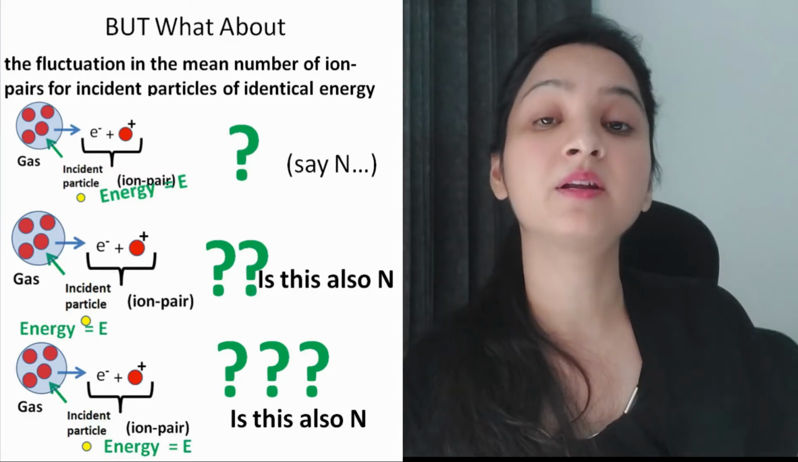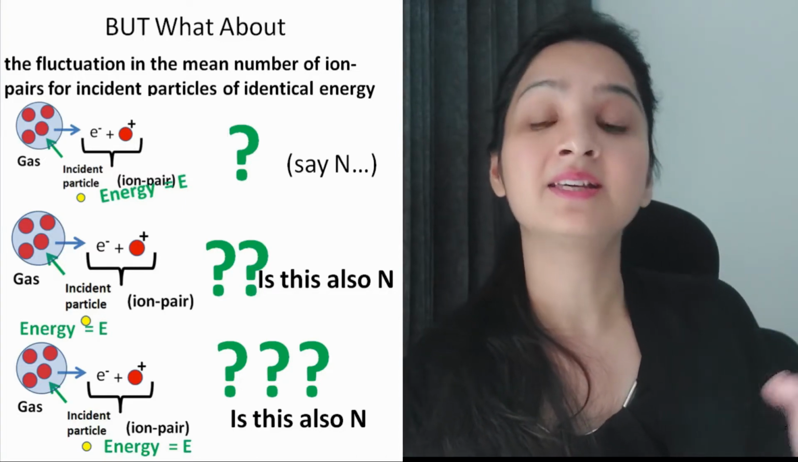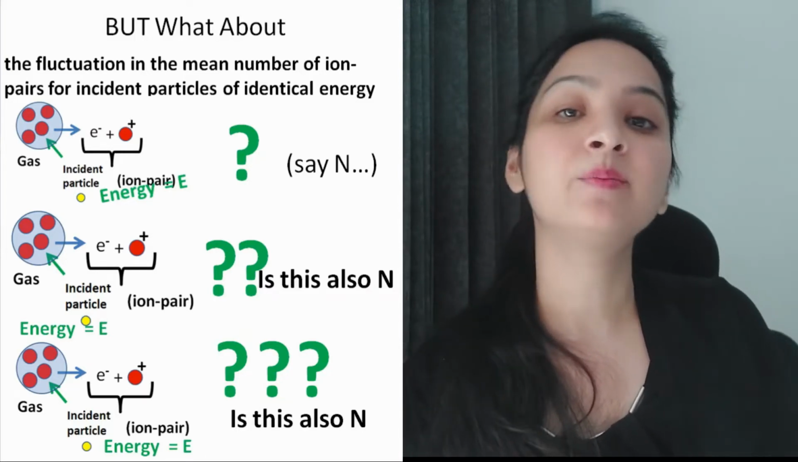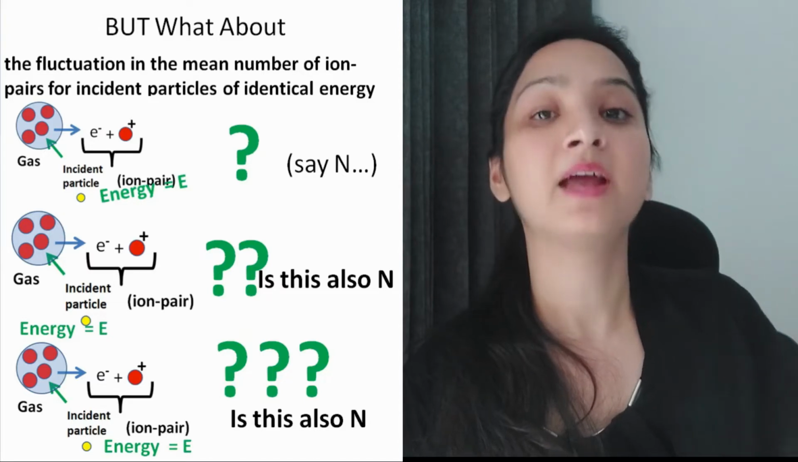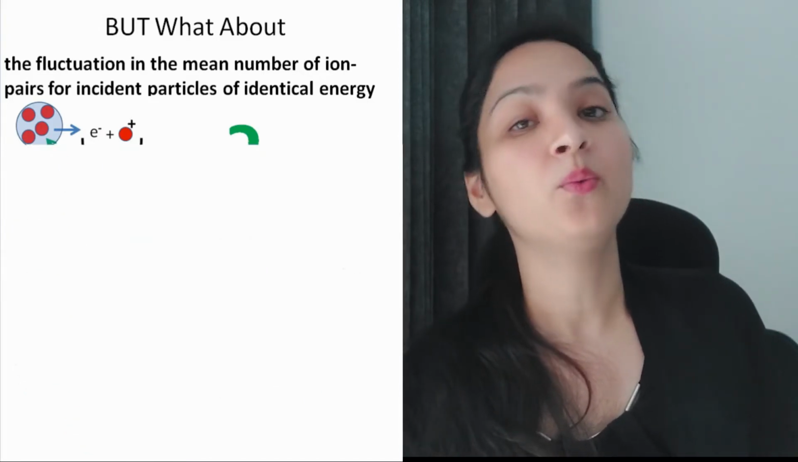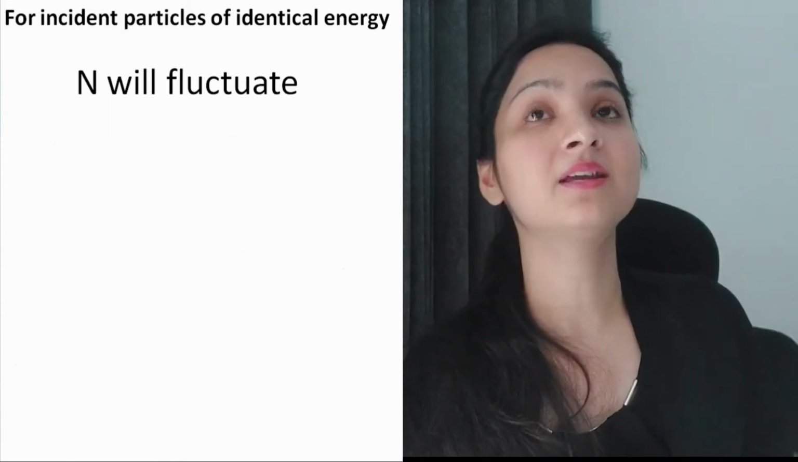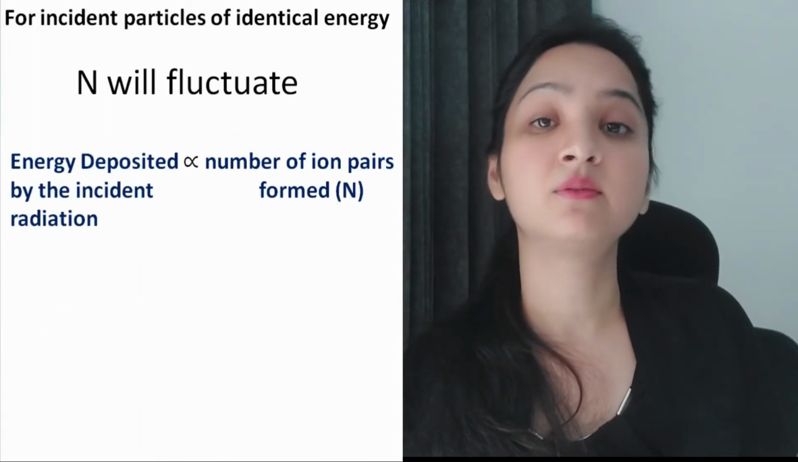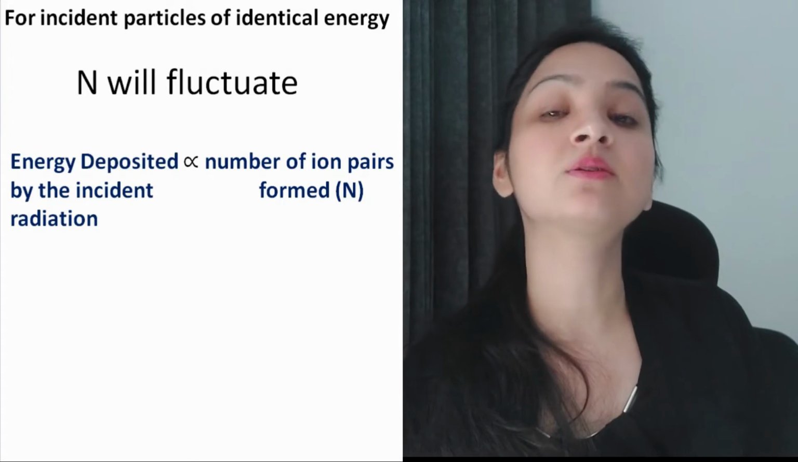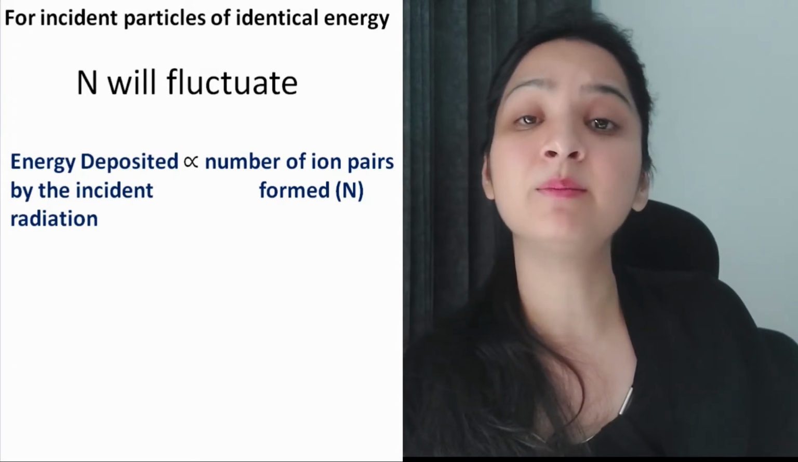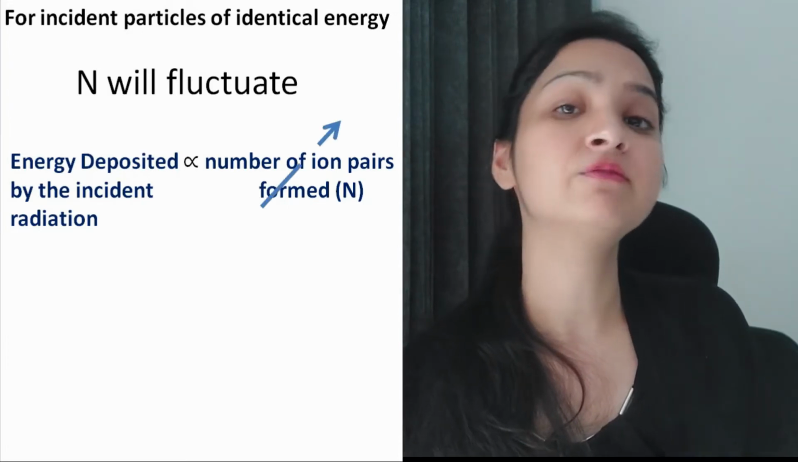हर बार अल्फा पार्टिकल उसी एनर्जी का आ रहा है, क्या ये ज़रूरी है कि आपको एंड में n नंबर ऑफ आयन पेयर्स ही मिलेंगे हर टाइम? n जो है वो वेरी कर सकता है, there will be fluctuation in this n. So you know that the energy deposited by the incident radiation is directly proportional to the number of ion pairs formed, and this mean number of ion pairs formed is fluctuating.